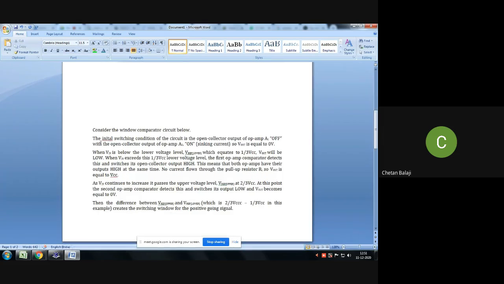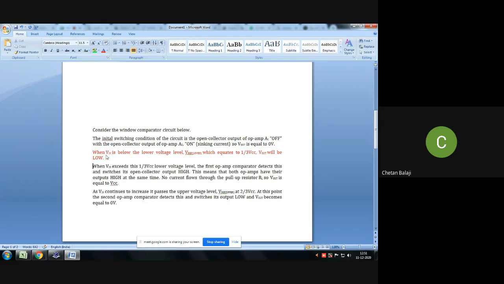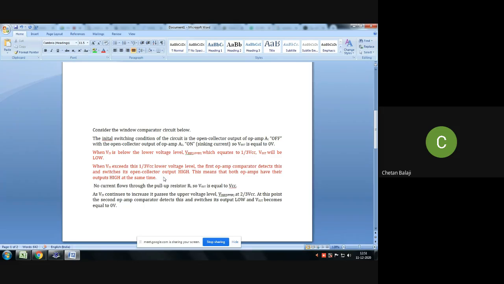I think the initial switching condition will be given in the manual. Look, when the input voltage is below the lower voltage, V reference lower, which is equal to 1 by 3 VCC, output will be 0. This is the first thing. When the input exceeds 1 by 3, the output will be high. That's what I said. If it is less than 1 by 3, output will be 0. If it is greater than 1 by 3 but less than 2 by 3, it will be high. As Vin continues to increase, it passes the upper voltage level.